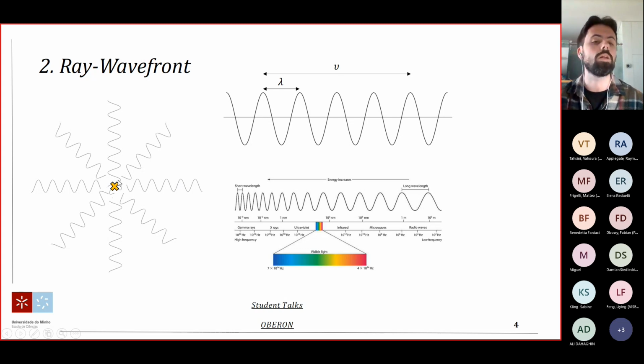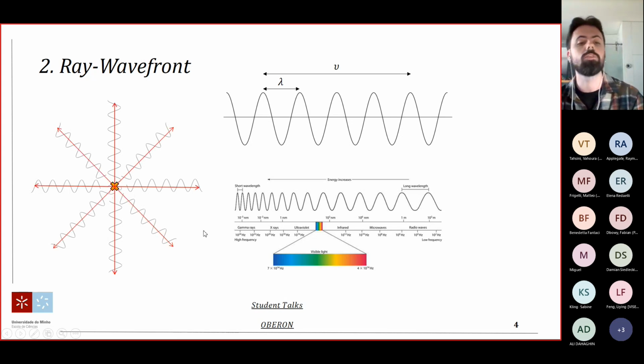So now imagine that we are radiating this visible light. There is an easier way to represent these waves, for example, with these rays. These rays give us information about the direction of propagation of this portion of radiation.